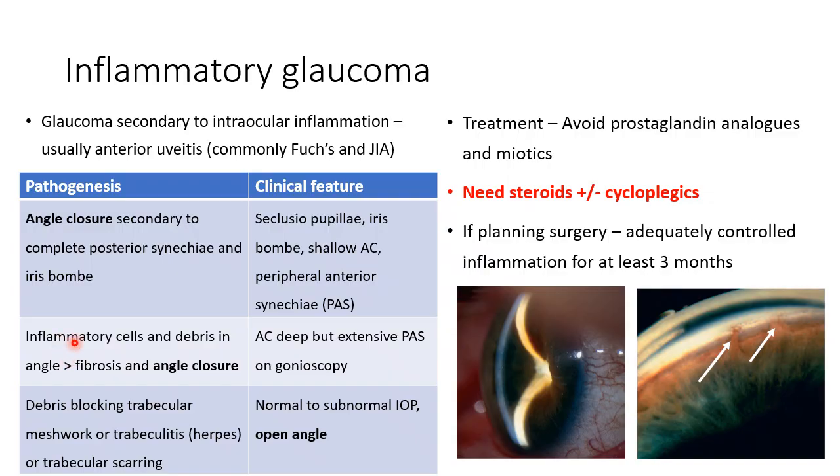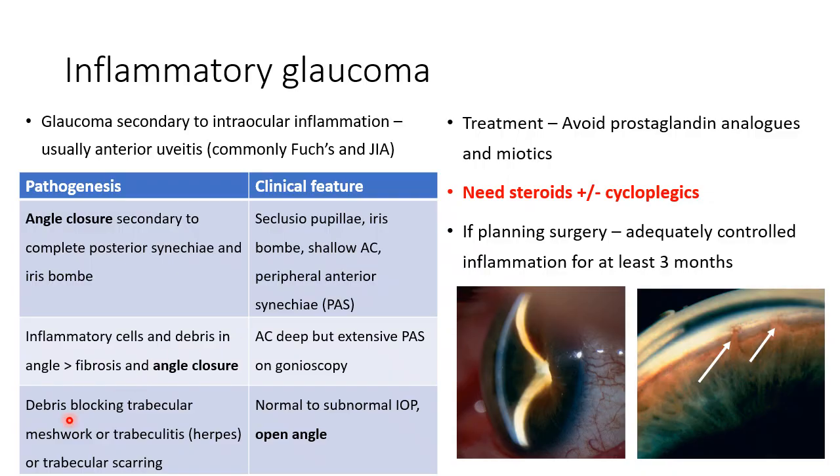Next, another mechanism is that inflammatory cells and debris are present in the angle, right? As a result, there is formation of a fibrotic membrane, and that membrane pulls over and closes the angle. So here the AC would be deep, but you would find extensive PAS on gonioscopy. So the seclusio pupillae may not be there, but the extensive PAS would be there, as a result of which the angle would be closed, but there will not be any pupillary block. This will not be seen. Only the PAS would be there.